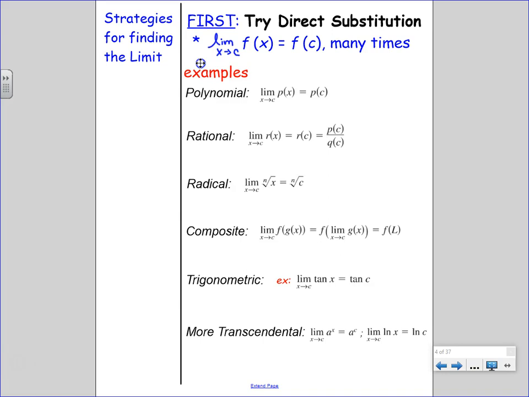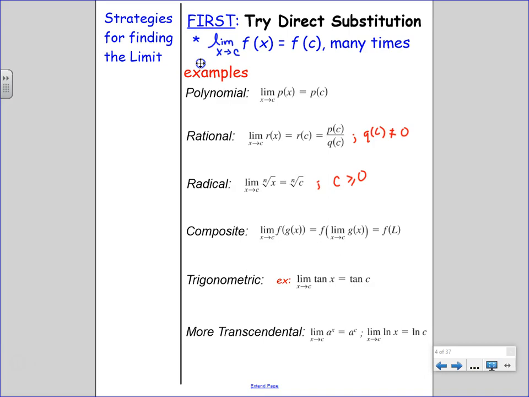Do you necessarily need to write everything on this page? Be aware: when does direct substitution work? Polynomials, and rationals, as long as, what would you need to add? Not 0 over 0. As long as Q of C is not 0. Any radical will work as long as C is greater than or equal to 0. As long as C is not negative.